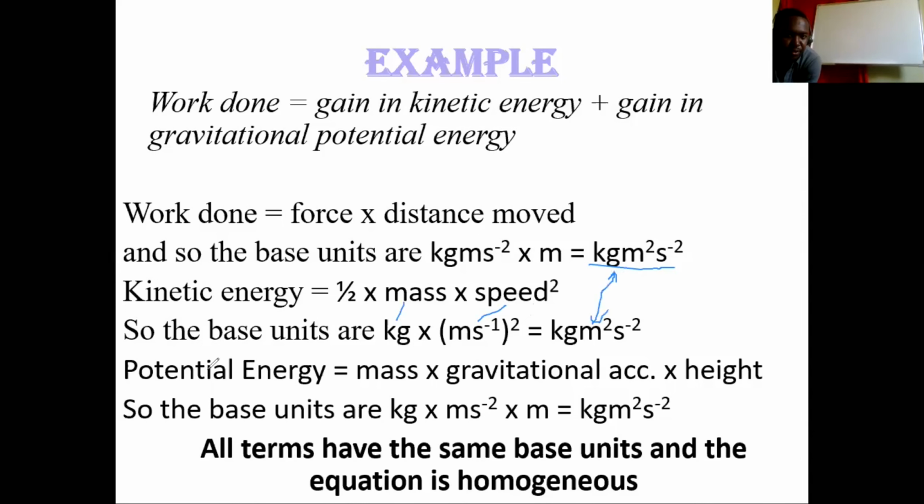And just to ensure that the potential energy is the same as well, we find it. So potential energy is mass times g times h. So mass is measured in kilograms, g is measured in meters per second squared, and h is measured in meters. So we get kilogram times meters squared per second squared. So all three quantities have the same unit. So in this case, we say that the equation is homogeneous.